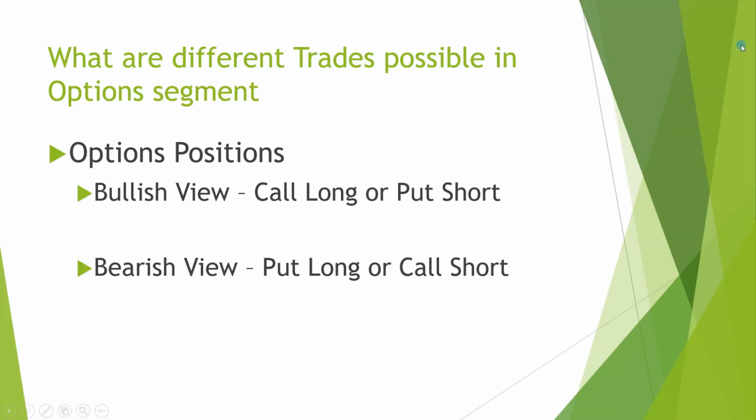Okay. Now let's come to options. What are different trades possible in option segment? When our view is bullish on underlying, we can create different option positions, which are we can go long in call or we can go short in put. These are simple basic option positions. When our view is bearish, what we can do? We can go long in put, that means buy put, or we can short a call. So these are 4 basic option positions.